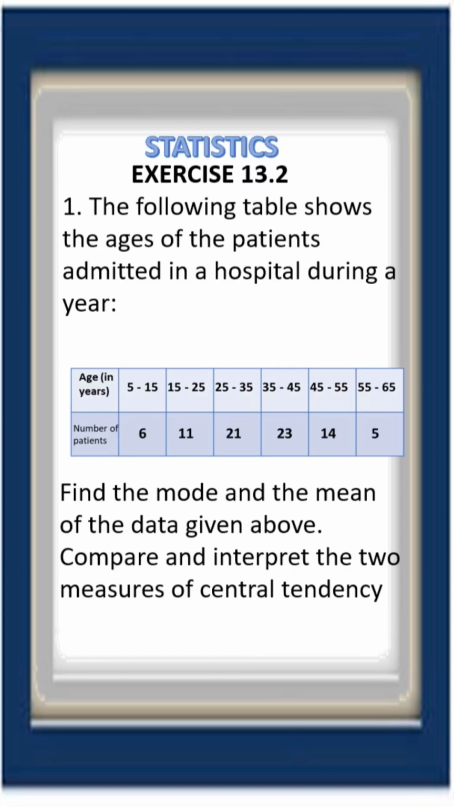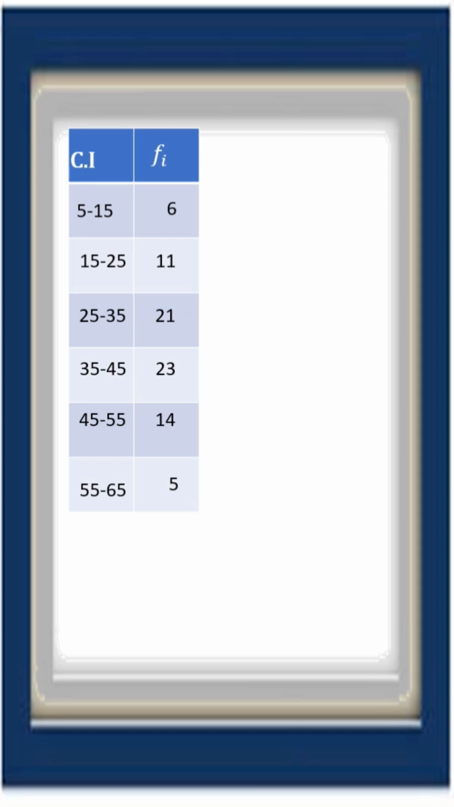In the same question, it is also asked to find the mean. So now let us find mean. Now let us write class interval and frequency like this. In the first column, let us write class interval. In the second column, let us write frequency. Now let us find summation of frequency. That means we have to add all the numbers under frequency column, which is equal to 80.